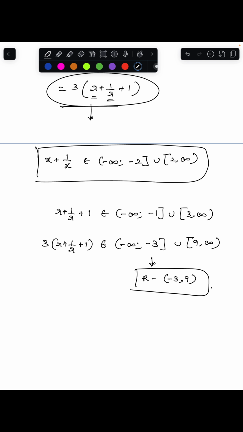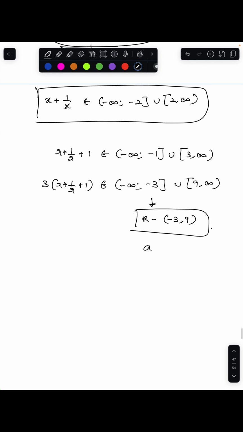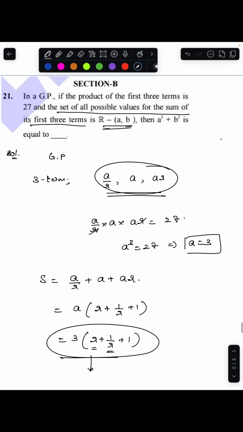So it is given as R minus (a, b). So a is minus 3, b is 9. On comparing the expression, we get a is minus 3, b is 9. They were asking for a square plus b square. Very simple question. a square plus b square means 9 plus 81, which is 90. So the answer is 90 for this.